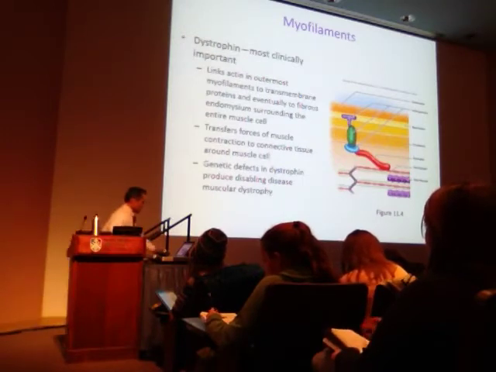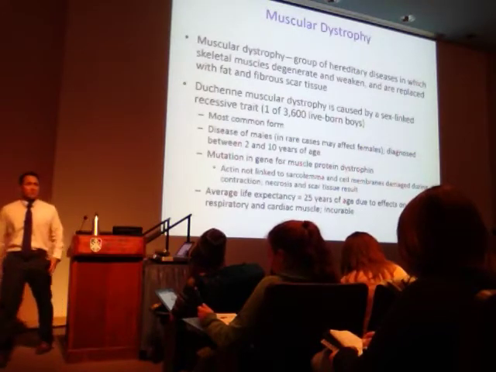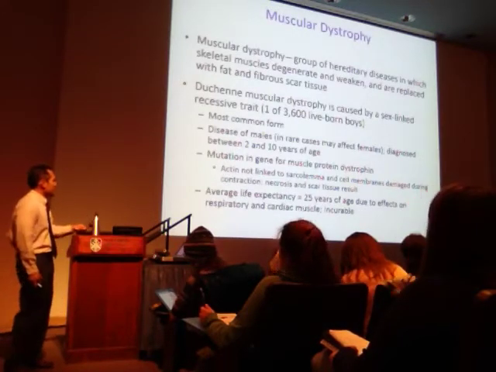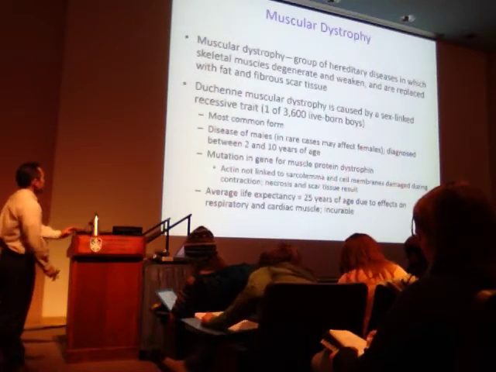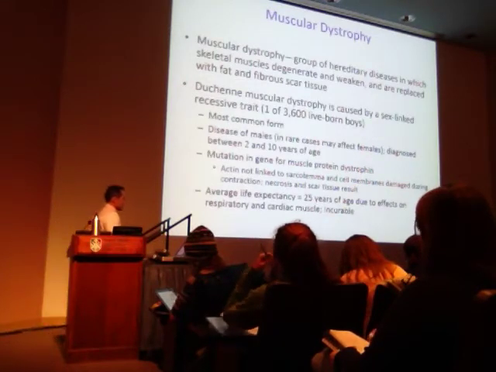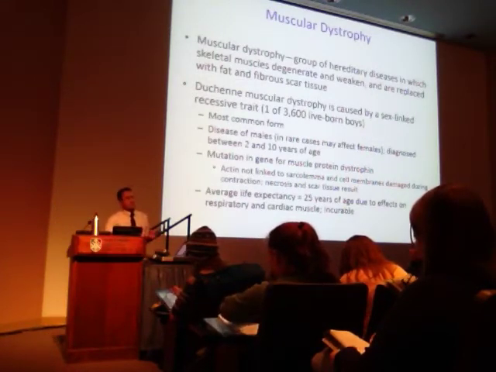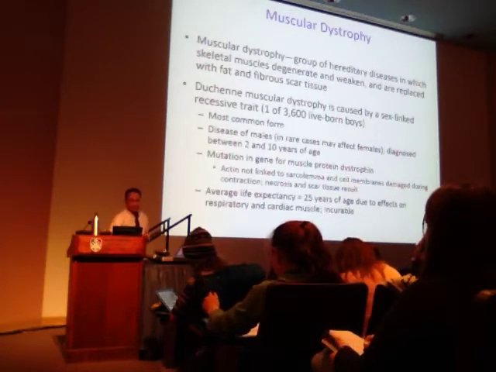So the one that I want to characterize, and there are quite a few, but we'll just introduce this one, tends to be one of the most dangerous, if you will. But the whole group of muscular dystrophy is a hereditary disease that causes degeneration or weakening of the muscles. And over time, they're replaced with fat and scar tissue.